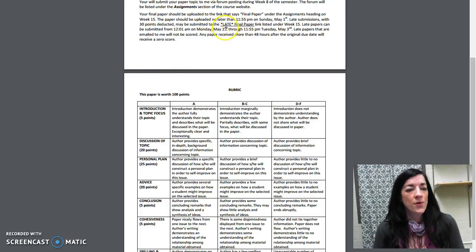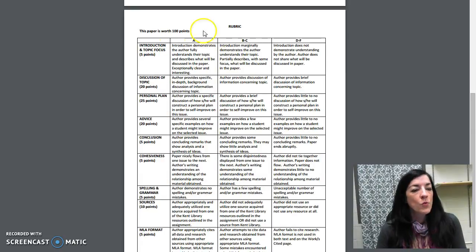But just know that I will have a link where you can submit it late up to 48 hours, but after 48 hours, you'll just automatically receive a 0. I have a rubric here that tells you specifically what it is that you need to focus on.